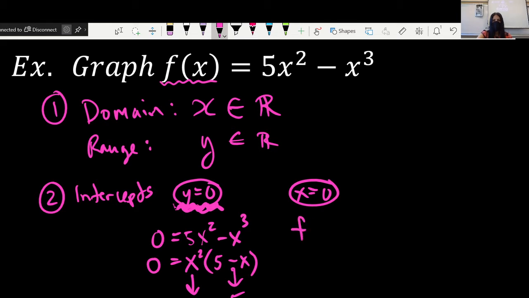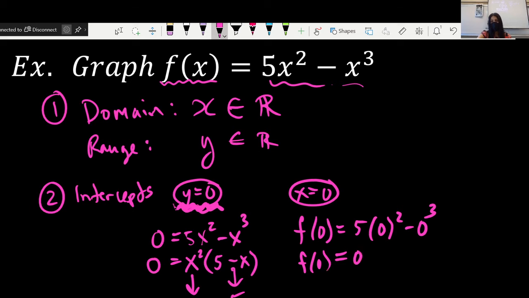For x equals 0, I'm just going to do f of 0 into my equation. So from here, I'd go 5 times 0 squared minus 0 cubed. So really, I didn't need to do anything at all, because if I had (0, 0) here, that tells me. But I want to make sure that you see the whole process. So yeah, (0, 0). You don't need to write it again. It's the same thing we already had right there anyways. So that takes care of the intercept aspect of it.